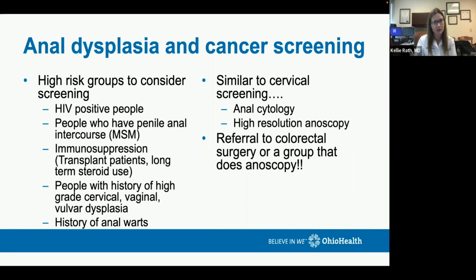Usually colorectal surgeons are the group of people that are doing the high resolution anoscopy, or if there is a GI group that does anoscopy. And so finding a provider in your area and knowing where you can send these patients is incredibly helpful. But the majority of colorectal surgery groups are going to be doing this for their patients.